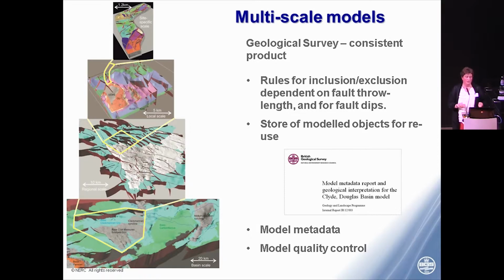So going back to my original nested models of different scales, have we made these consistent? Well, we've got rules for inclusion and exclusion of faults based on their size and rules for how faults are dipping and so on. And we've developed a series of procedures to make sure we're consistent. As geologists, we always like to do what we think the geology is like, but we tried to be a bit more consistent amongst ourselves by reporting what we do, by having a quality control procedure, by checking procedure, and by making sure that all the modelled objects are available for other people to use.